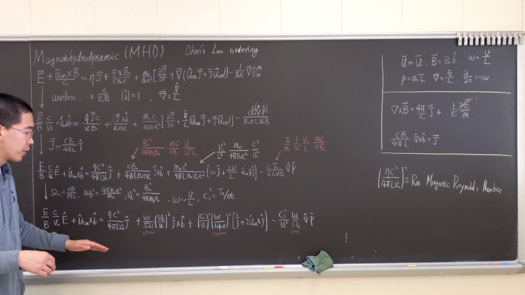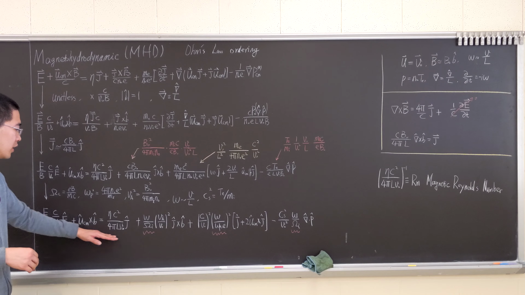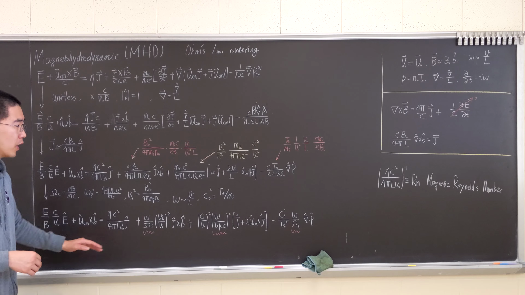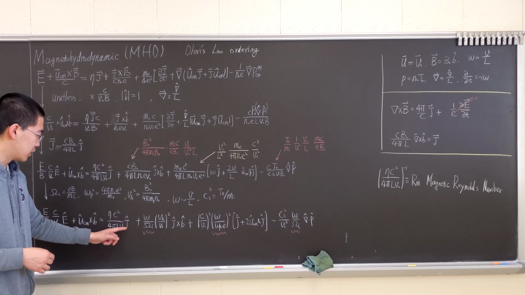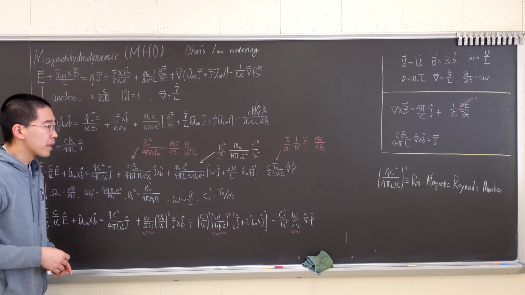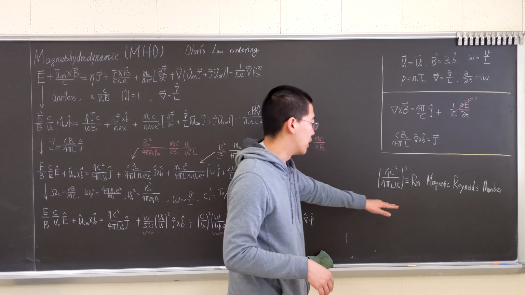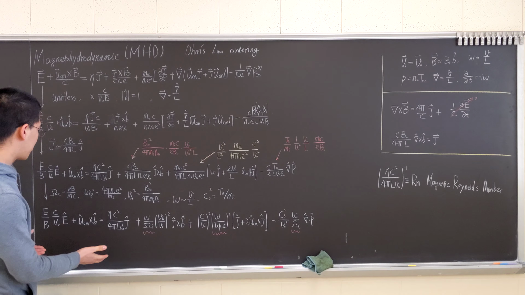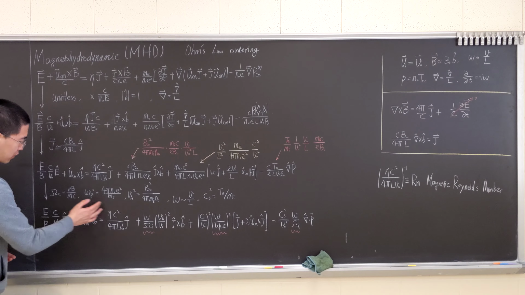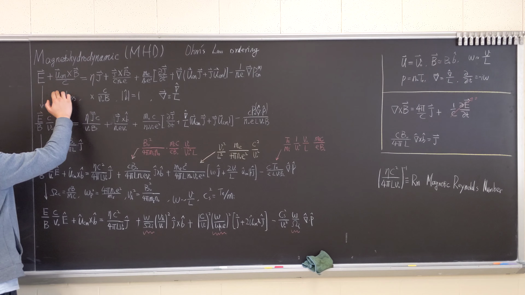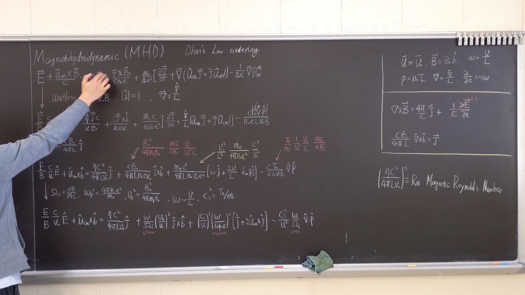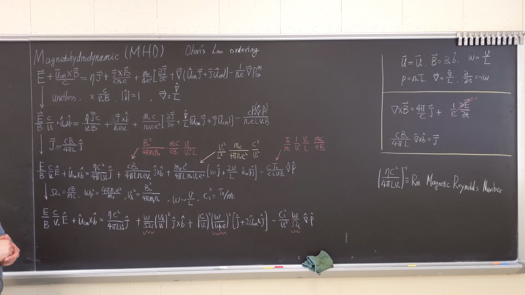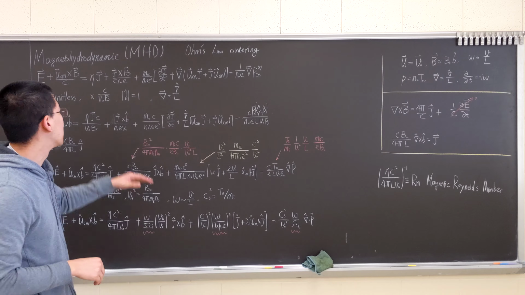If we're dealing with low frequencies, then we will arrive at a nice and neat formula like that, like the generalized Ohm's law. To be noticed, the reverse of this term is the magnetic Reynolds number. So we can see that only those three terms will survive for low frequency. In other words, only those three terms will survive for low frequency.